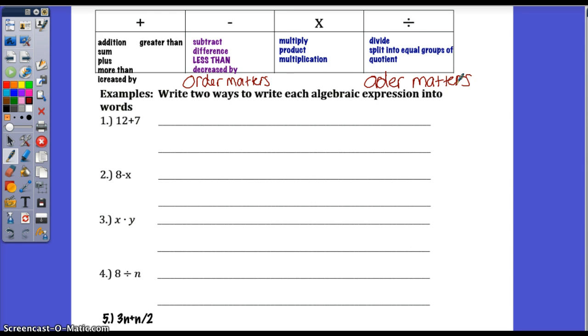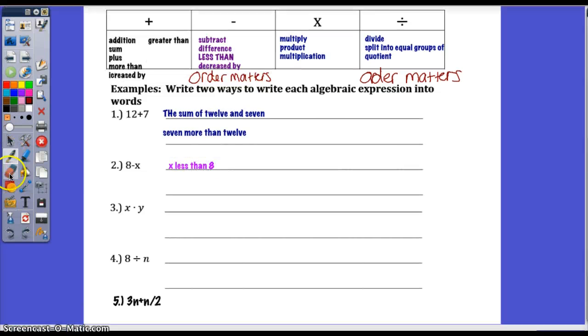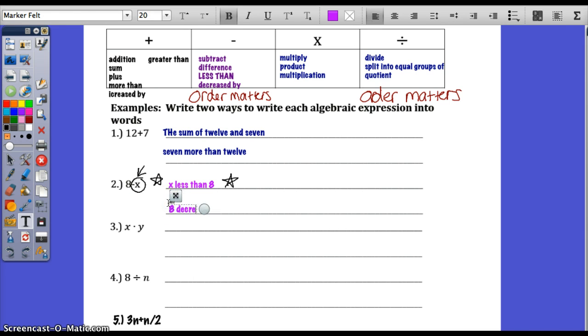So let's go ahead and make up some words. We're going to translate into English. So you might say here, let me make this font a little bit bigger. We could say the sum of 12 and 7. We could say 7 more than 12. So there's 2 examples. This one here, number 2, the big one is make sure it is x less than 8. Give yourself some stars, some exclamation points, something that's going to help you remember that it is x that is less than 8 because x is getting smaller. It's making 8 smaller. So it has to be x less than 8. Another thing you could say 8 decreased by x, or 8 minus x.